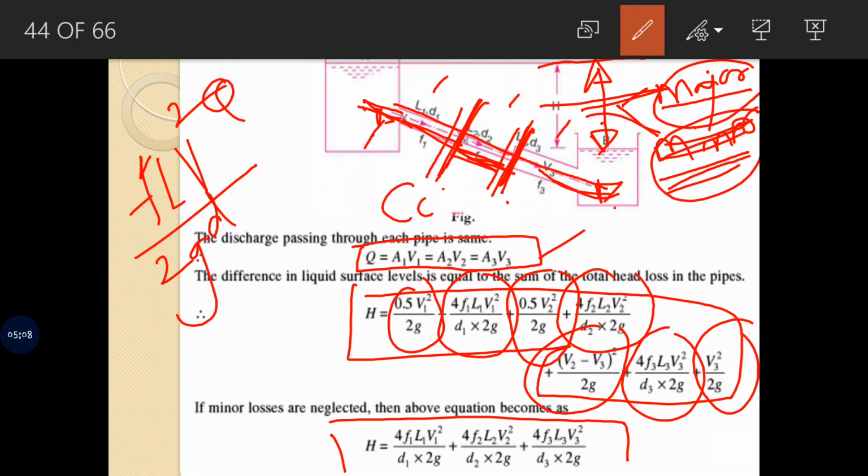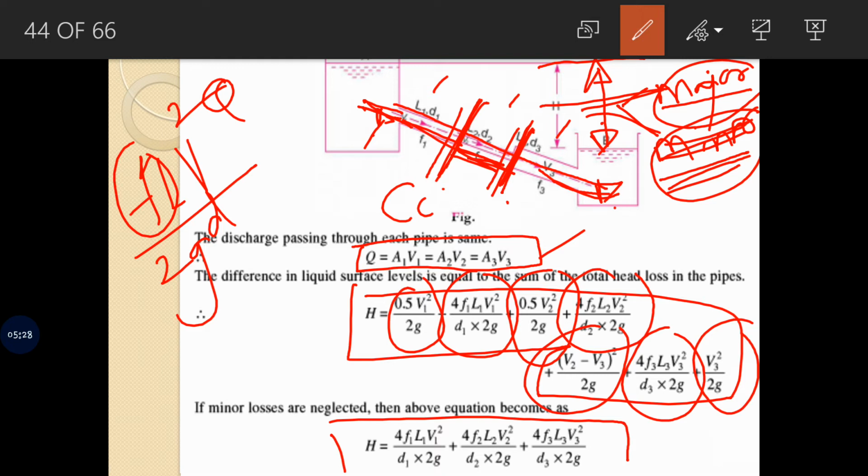Now we have taken it as 4 FLV square because 4F is nothing but the coefficient of friction. If we consider only F, then that F represents the friction factor. These concepts were previously briefly discussed. This was the short recap which we have discussed.